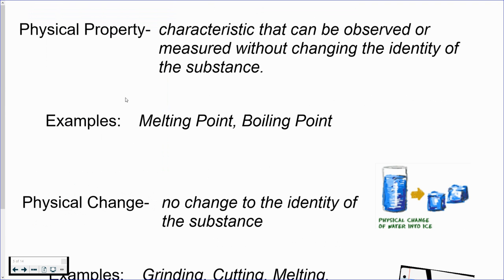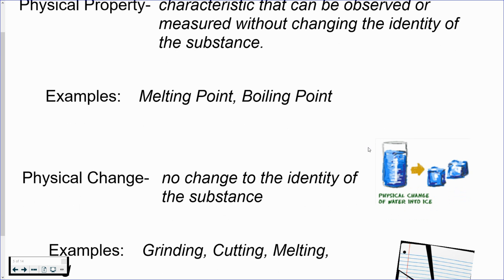So it brings us to two things. A physical property, okay, is a characteristic obtained or measured without changing the identity of the substance. So we can determine the melting point of water without changing water or the identity of water. So it's not going to become a pancake. Same thing with boiling point.